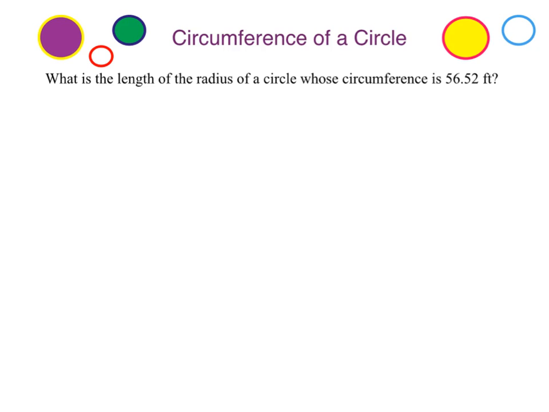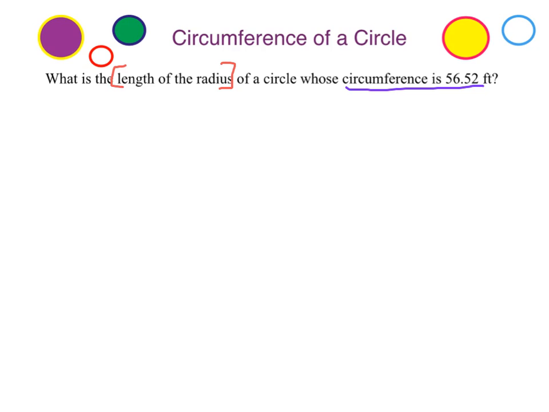Now we're going to take a look at a slightly different problem. What is the length of the radius of a circle whose circumference is 56.52 feet? This one is different because it is giving us the circumference. It's telling us that of a circle their circumference is 56.52. The question is asking for the length of the radius.